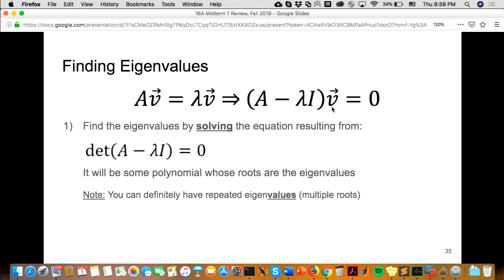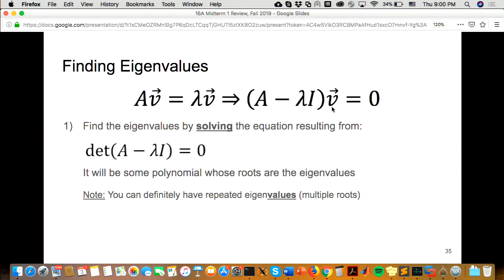This is a very simple equation. It will be some polynomial of second order, which you should be able to solve in order to get the two eigenvalues of this matrix. You could have multiple roots, so you could have just one eigenvalue with multiplicity 2. Right? Is that clear to everyone?